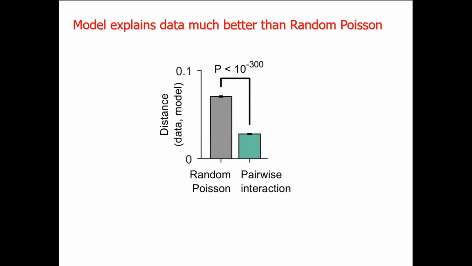This model explained the data much better than a random Poisson arrangement of the fields. Just to show you, the y-axis is some distance metric between the data and the model, so the lower the distance, the better the model. The pairwise interaction model, this Lennard-Jones model, was much better than a random arrangement of fields. So that's another way to say that the fields were not arranged randomly. In fact, there was an order, just that it was local.